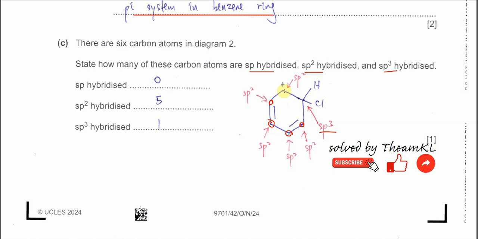So now this carbon, actually it's not 2 bonding. This carbon actually has another hydrogen. So this carbon has 1, 2, 3 bonding. So 3 bonding pairs is actually an sp2 carbon. So the sp2 carbons are 1, 2, 3, 4, 5. 5. The sp3 carbon is 1. sp, we don't have any. So it's 0, 5, 1. That's why we got this answer.